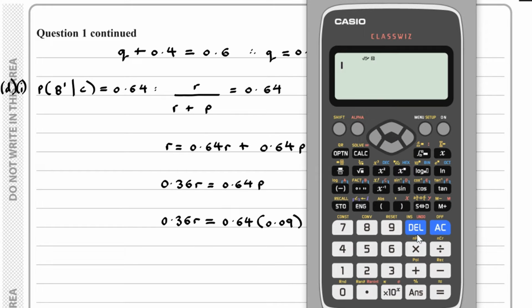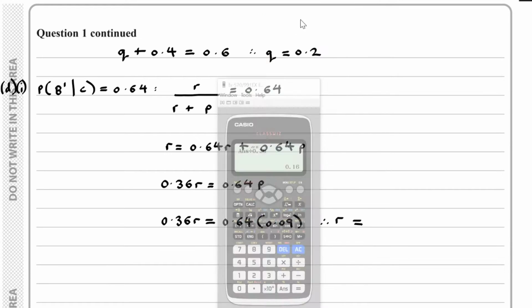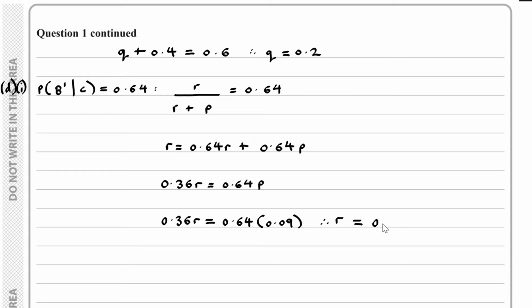So with our calculator, we have 0.64 multiplied by 0.09, and then we divide this by 0.36, so we get a value of 0.16. So we have R equals 0.16.